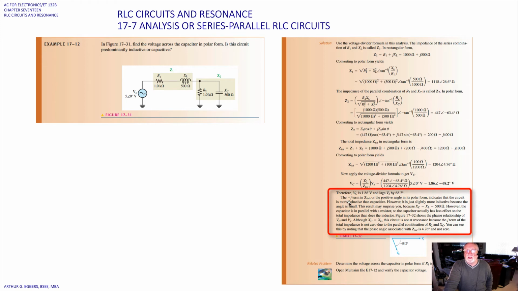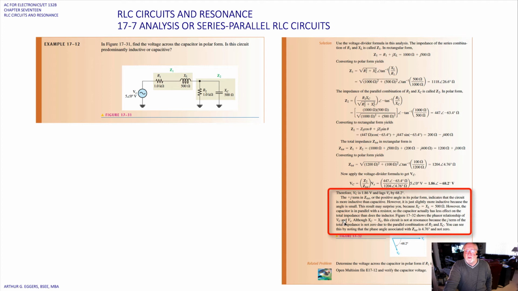The plus j term in the total impedance, or the positive angle in its polar form, indicates that the circuit is more inductive than capacitive. However, it's just slightly more inductive because the angle is small. This result may surprise you because X sub C equals X sub L, which is 500 ohms. However, the capacitor is in parallel with a resistor, so the capacitor actually has less effect on the total impedance than does the inductor.